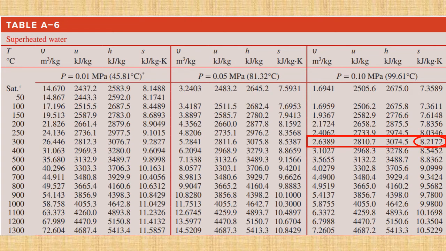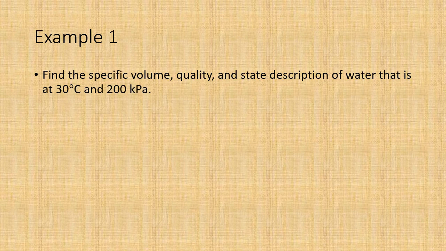With the knowledge we now have, let's try some example questions. Example 1. Find the specific volume, quality, and state description of water that is at 30 degrees Celsius and 200 kilopascals. Please pause the video and try the example first, then continue watching for the solution. Okay, here is the solution. Since we are given both the temperature and the pressure, we want to go to the temperature table first.